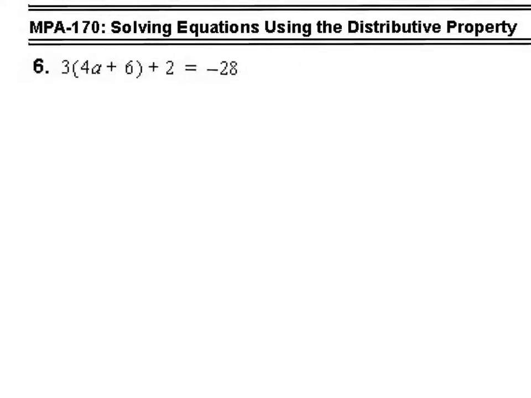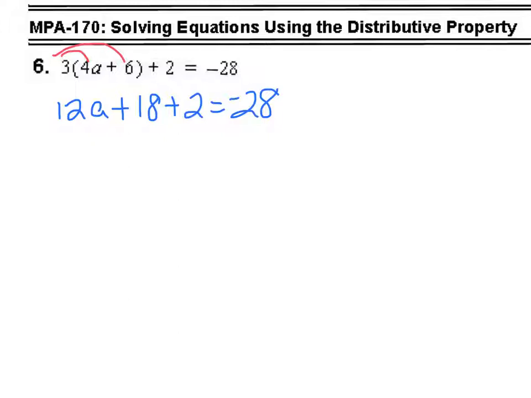The topic for 170 is solving equations using the distributive property. When we use the distributive property, we're going to multiply the 3 times both the numbers inside the parentheses. We don't have to take it times the 2, it's not in the parentheses. So 3 times 4a is 12a, 3 times 6 is 18, plus 2 equals negative 28.